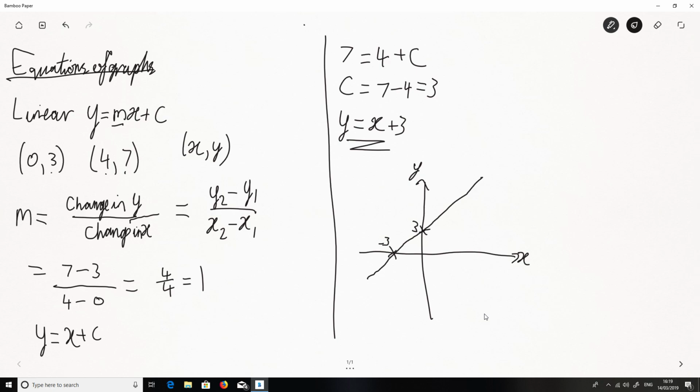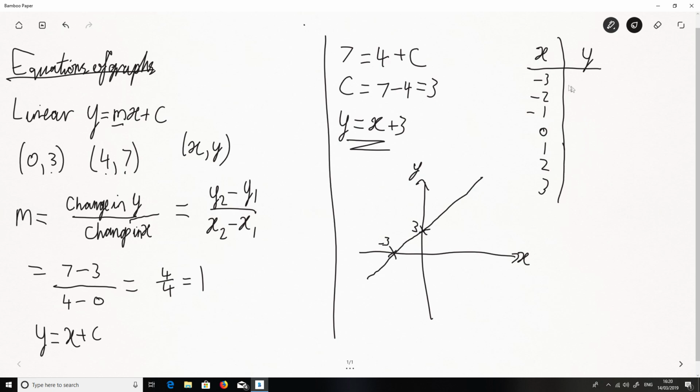If you're ever not sure about how to draw a graph that you're told to, what you should do is create an x column and a y column, and then just take some values. So you want to take ones around the origin to start with. So maybe look for -3, -2, -1, 0, 1, 2, 3. And this will help you figure out what the shape should be. So at -3, sub that in, y is equal to 0. At -2, y is equal to 1.